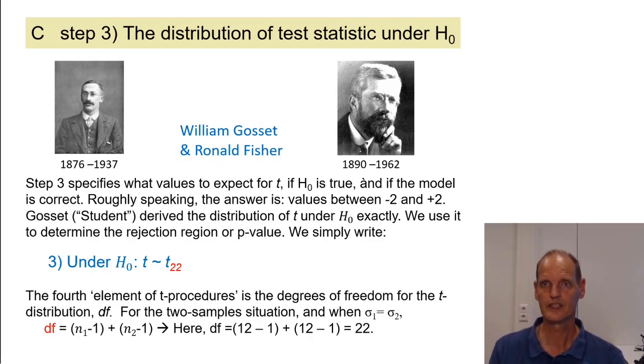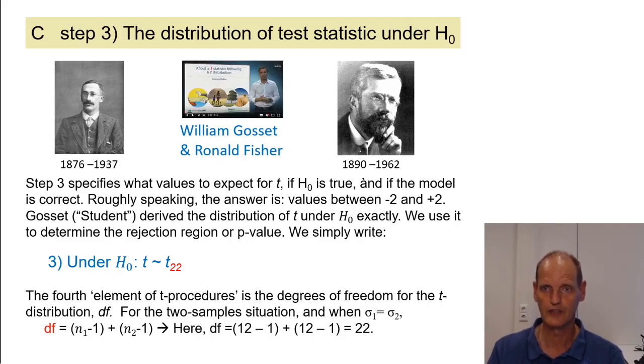Step 3, the distribution of the test statistic under the null hypothesis. Step 3 specifies what we can expect for T if the null hypothesis is true. Roughly speaking, the answer is that values between -2 and +2 are to be expected under the null hypothesis. William Gosset derived the distribution of t under the null hypothesis exactly, and we use it to determine the rejection region or p-value.